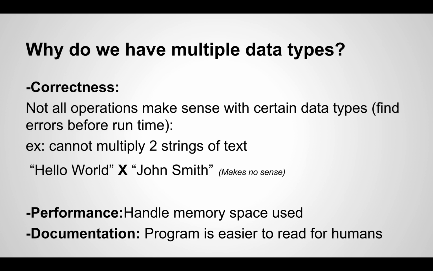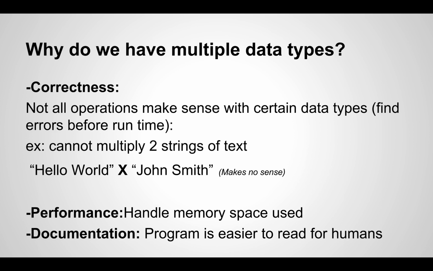Another reason is performance. It's a lot easier to handle memory space if you know you're using numbers of a certain size; in memory they're going to take less space, and it's going to be a lot faster. So that's performance. If you know what type you're dealing with, your program will run faster.